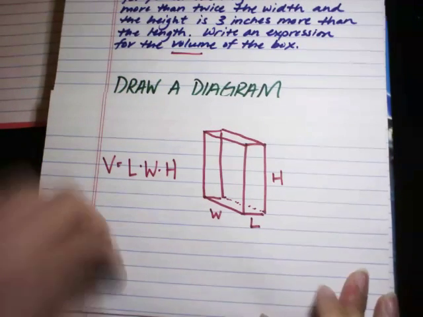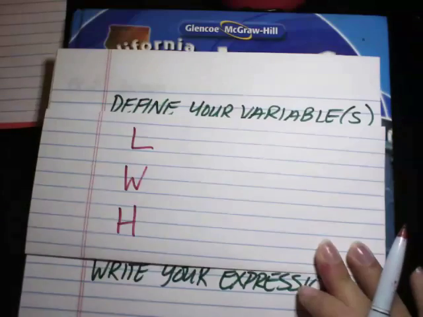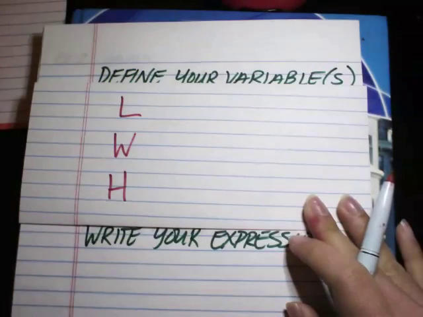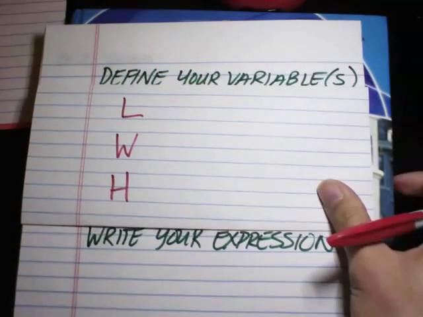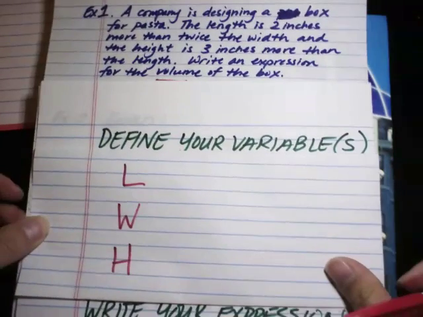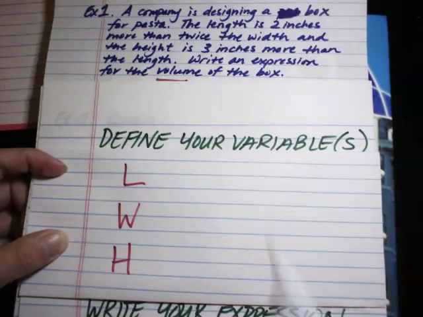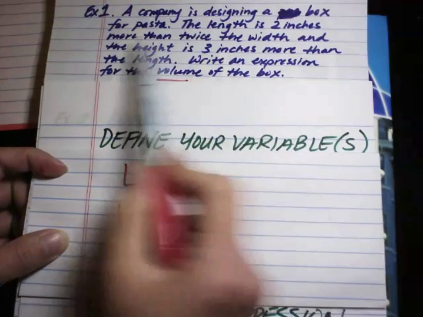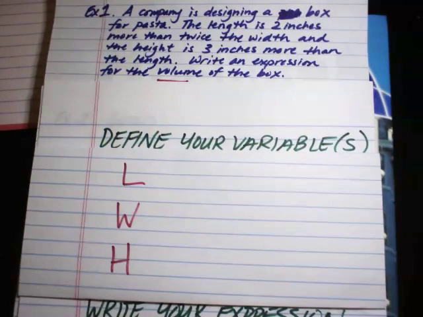So next thing we want to do is to define our variables. And you said we have length, we have width, and we have height. So we put this back, make sure that we have the information that we need. So let's read back into the problem. It says the length is 2 inches more than twice the width. I'm going to write that in right here just so I make sure I have that information.